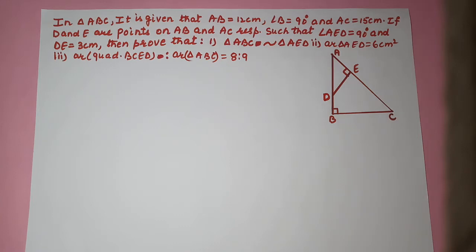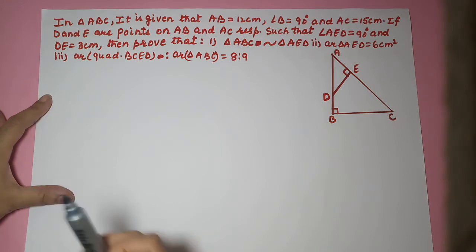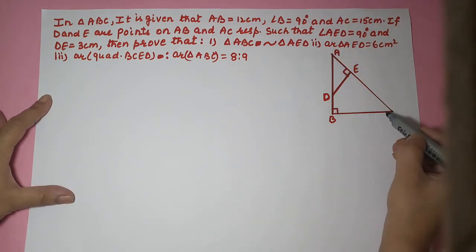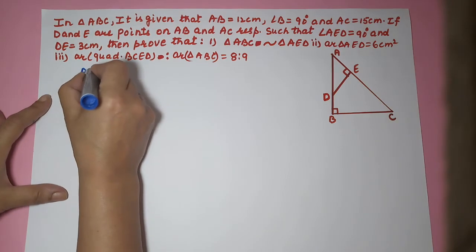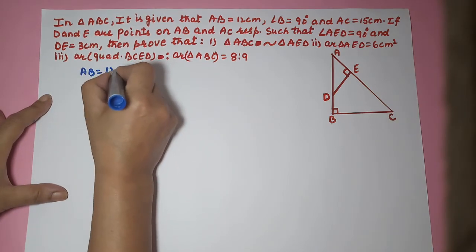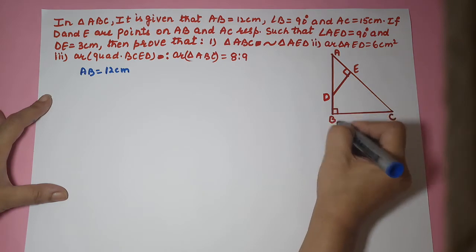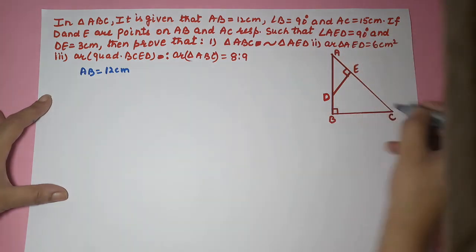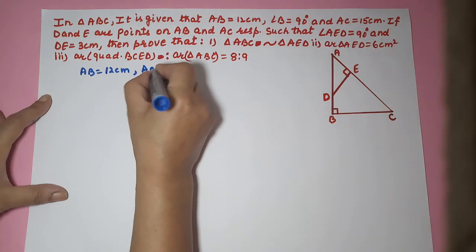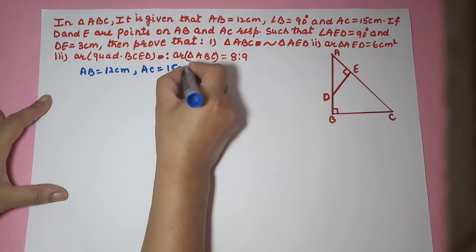We are continuing with the similarity of triangles. Here the question is, in triangle ABC, it is given that AB is 12 centimeters. Alright, let's write the data. AB is 12 centimeters. Angle B is 90. AC is 15 centimeters.